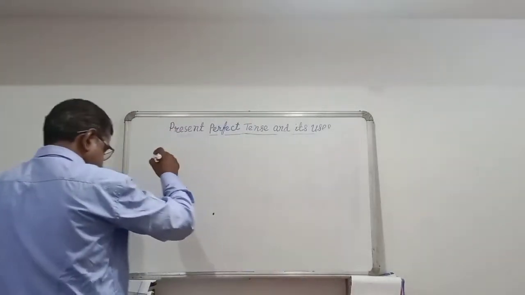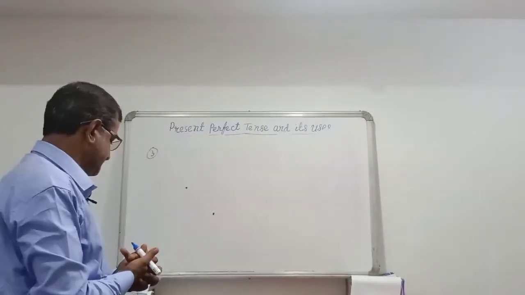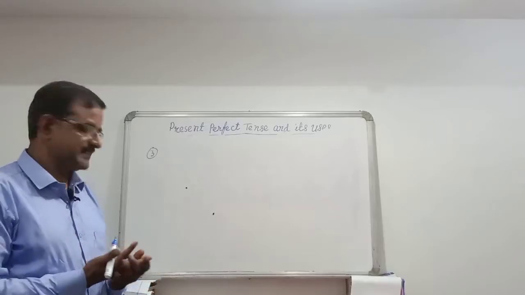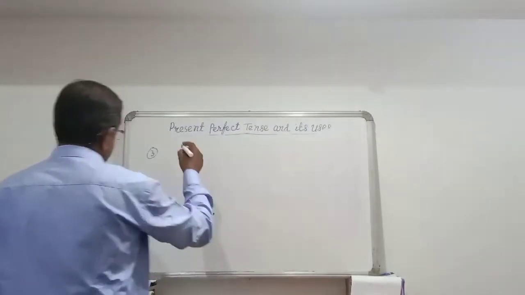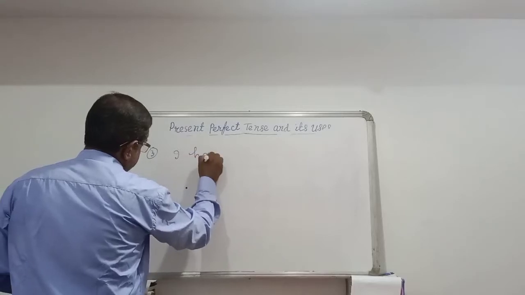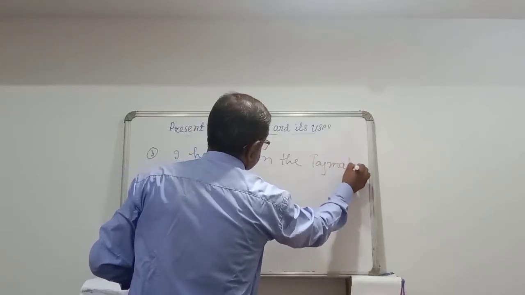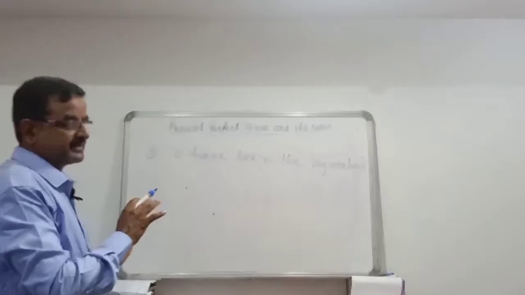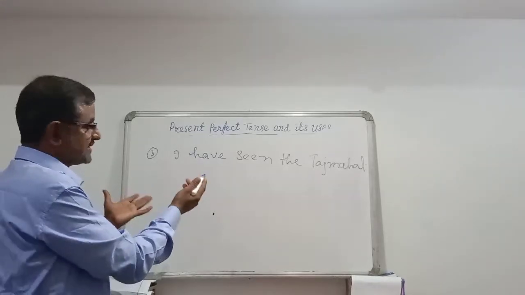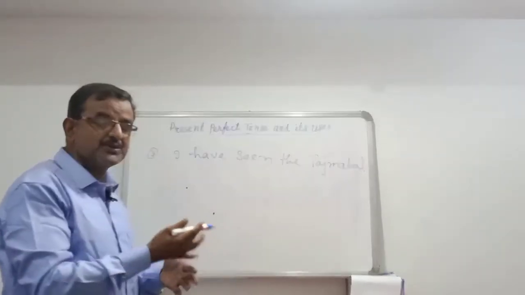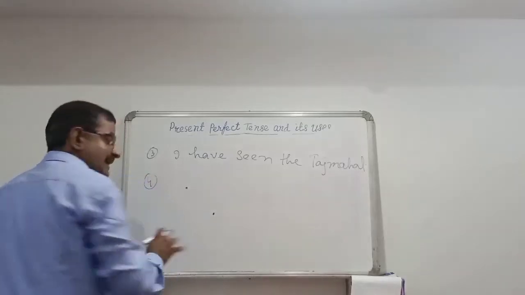You see, present perfect tense is used for past action when the time is not given or indefinite. Past action whose time is not mentioned. Such as you see the example, I have seen the Taj Mahal. It is past action, but the time is not mentioned here. So we can say present perfect tense is used to express an action whose time is not mentioned. So another: have you seen the Taj Mahal?